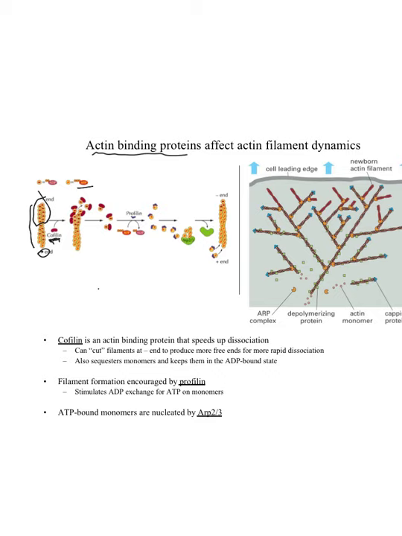Cofilin is an actin binding protein that helps to speed up the rate of filament dissociation. And it does it through a couple of different strategies. One strategy is simply to have a high affinity for the ADP-bound monomer, and the ADP-bound monomers are more attracted to cofilin than they are to each other. So if there's a good amount of cofilin in the cell at any point in time, it's going to be able to sequester or trap or grab those ADP-bound monomers from the actin filament.